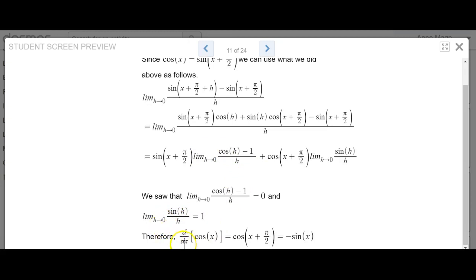So that gives us cosine of x plus pi over 2. And we know that the cosine of x plus pi over 2 is equal to minus sine x.